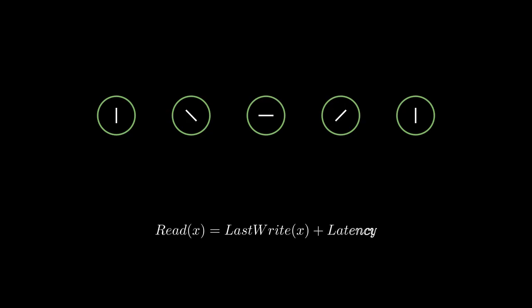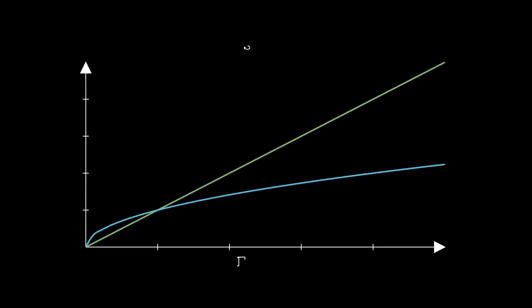The read value is essentially the last write plus some delay. On this graph, strong consistency maintains a steady, direct relationship, while eventual consistency shows a curve where the system catches up over time. Ultimately, choosing between these models depends on your specific needs for speed and accuracy.